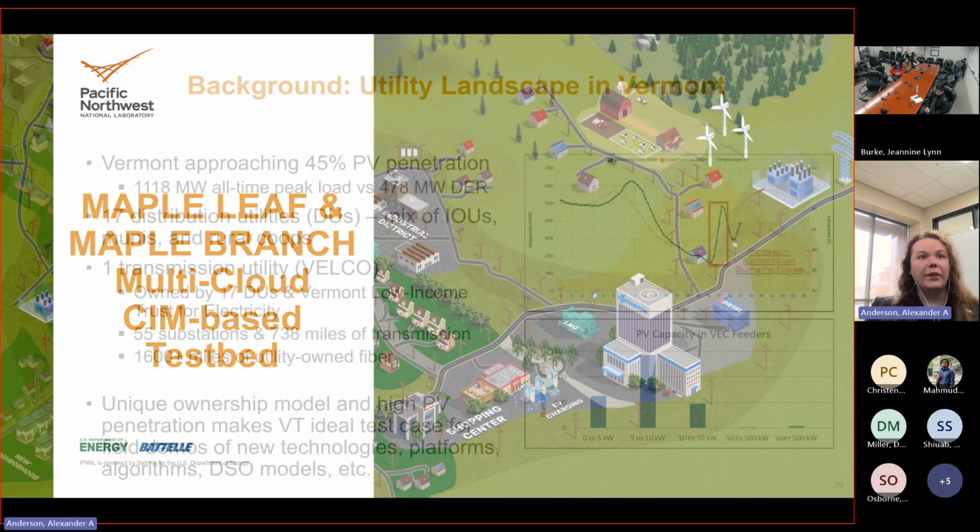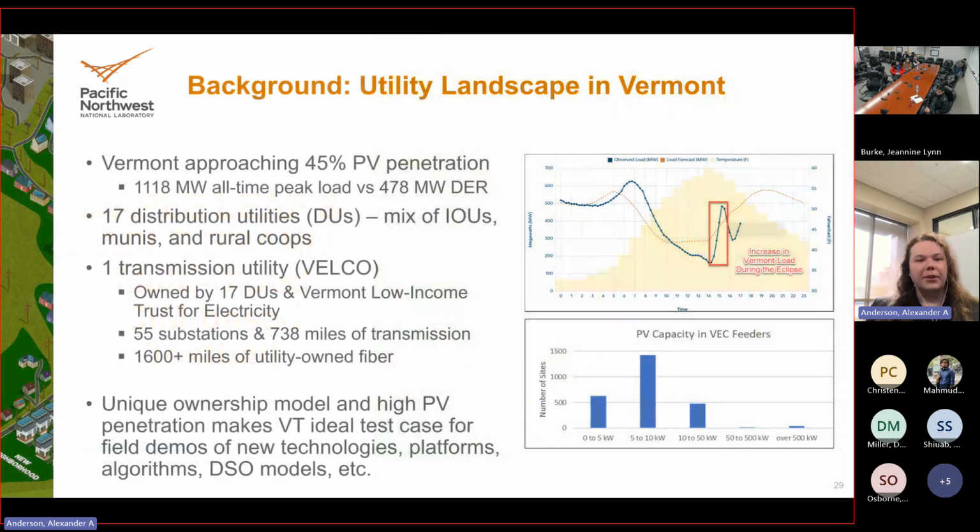First of all, why Vermont? Well, surprisingly, Vermont is actually part of the forefront of electric grid transformation. You wouldn't think of Vermont as a high renewables location, but through state policies, incentives, and the right economic landscape, Vermont is approaching 45% PV penetration on their system.